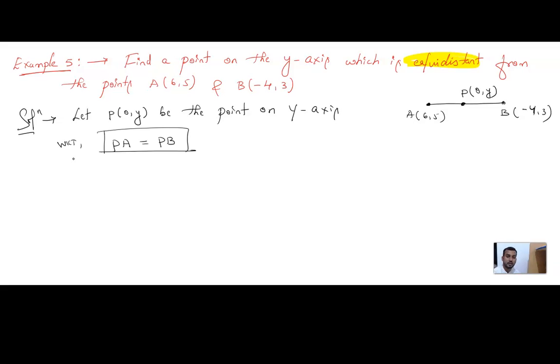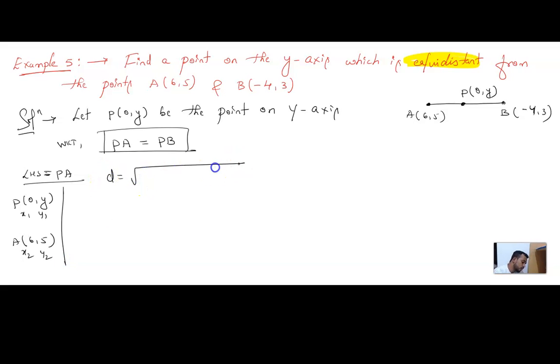Now same problem as how we did in the before case, same way we have to do. So what is the LHS part? LHS part is PA, correct, children? LHS is PA. So what is P? 0 comma y. What are A coordinates? That is 6 comma 5. x1, y1, x2, y2. So what is the distance formula? D is equal to root of x2 minus x1 whole square plus y2 minus y1 whole square.